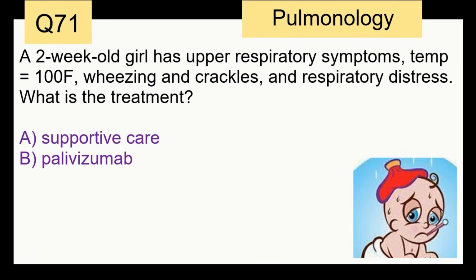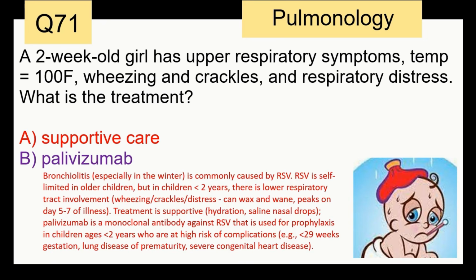71. A 2-year-old girl has had upper respiratory symptoms, temperature is 100, wheezing, crackles, and respiratory distress. What's the treatment? This is supportive care. This is bronchiolitis, commonly caused by RSV, and it's self-limited in older children. But even in children, treatment is supportive. Palivizumab is actually a monoclonal antibody that's used as prophylaxis for those who are at high risk.